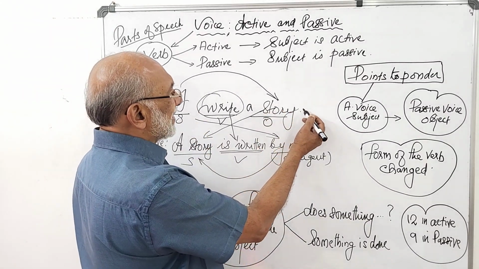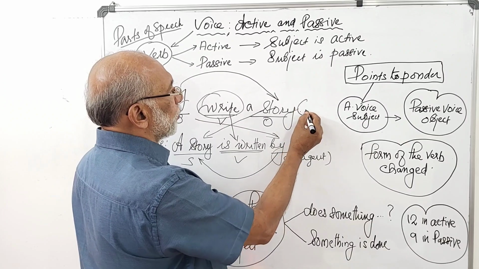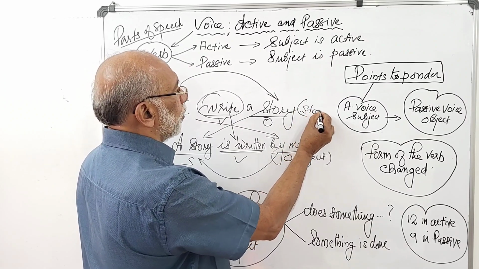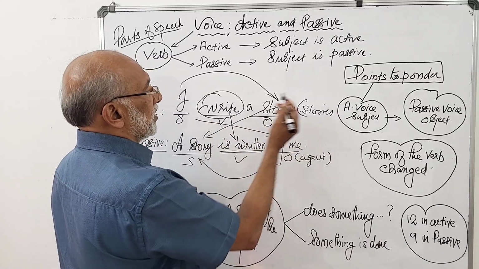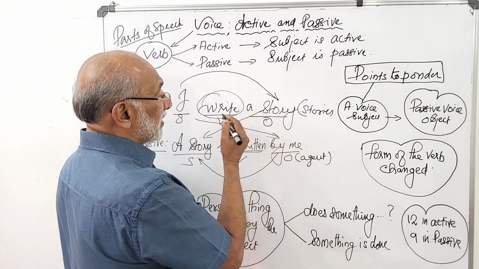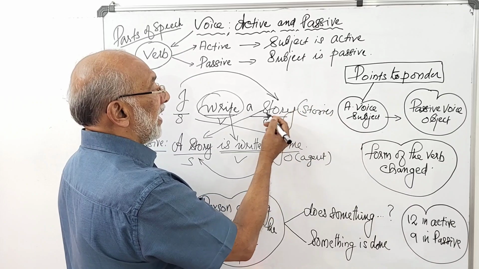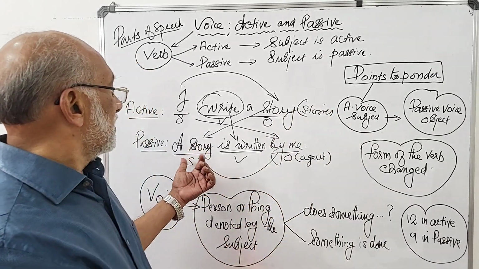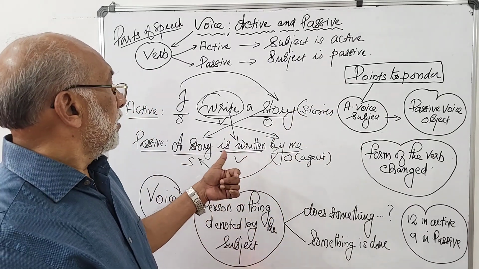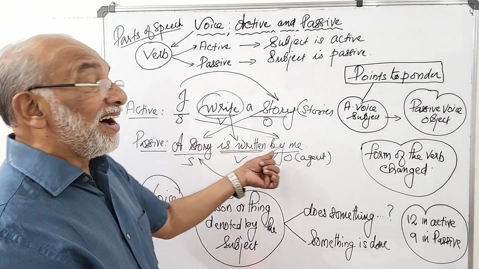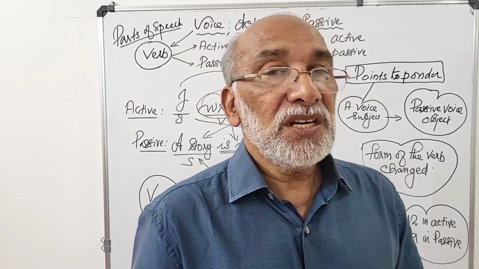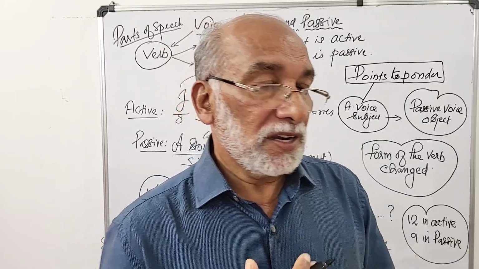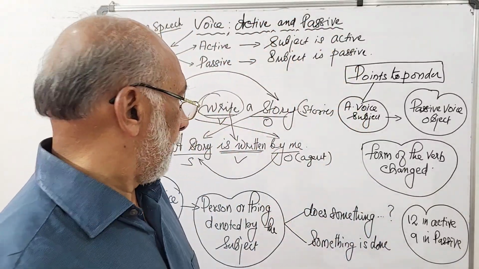Sometimes this object can be plural. Instead of story, it can be stories. Okay, we may remove this a. I write stories. Instead of saying I write a story, we may say I write stories. In that case, a story is written becomes stories are written. That's why I told you it needs a separate session to explain all that. We will come to that in the next video.